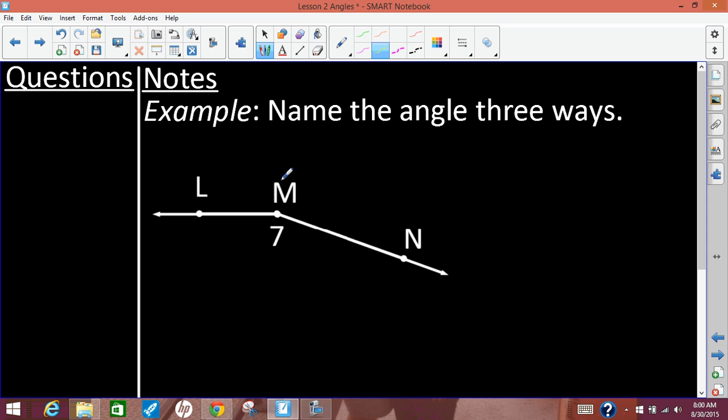So we can of course name it by its vertex. The vertex here is angle M. We can name it using the 3 letters with the vertex always in the middle: L, M, N. You might have named it N, M, L. And we have a label here. There's no degree symbol. We'll call that angle 7. 3 ways to name this angle.